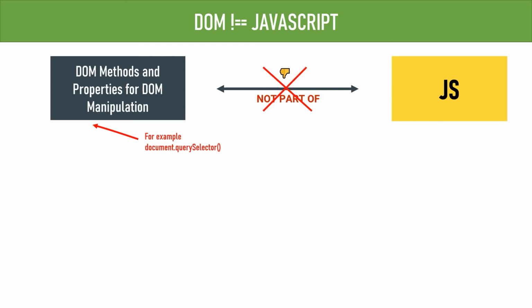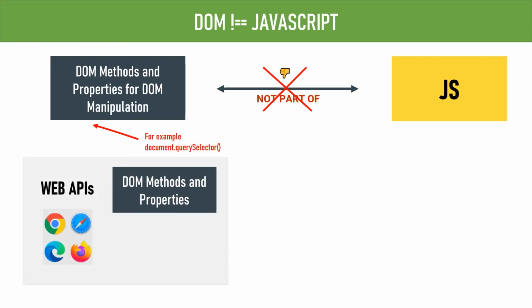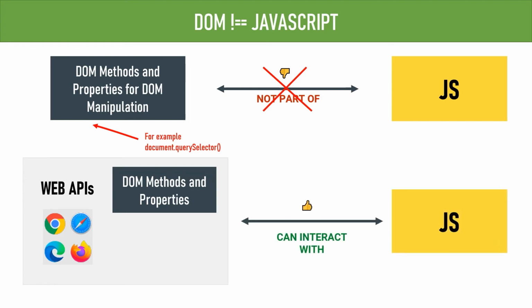Okay? But now you might ask, if the DOM is not a part of the JavaScript language, then how does this all work? Well, the DOM and DOM methods are actually part of something called the Web API. So the Web APIs are like libraries that browsers implement and that we can access from our JavaScript code. And API stands for Application Programming Interface. But more about that later. Okay, I will add a section about this.